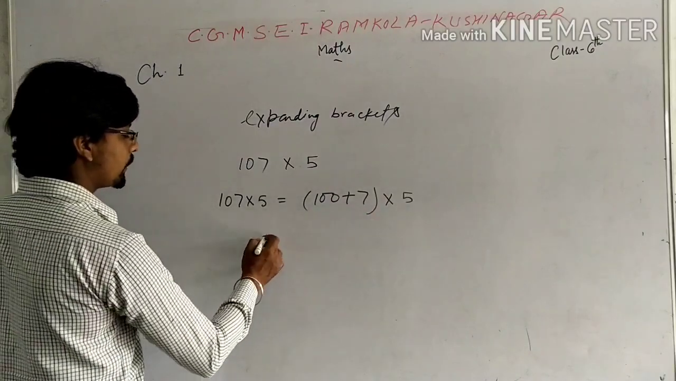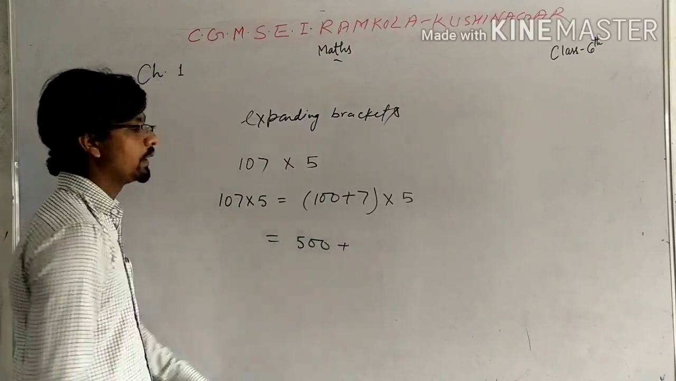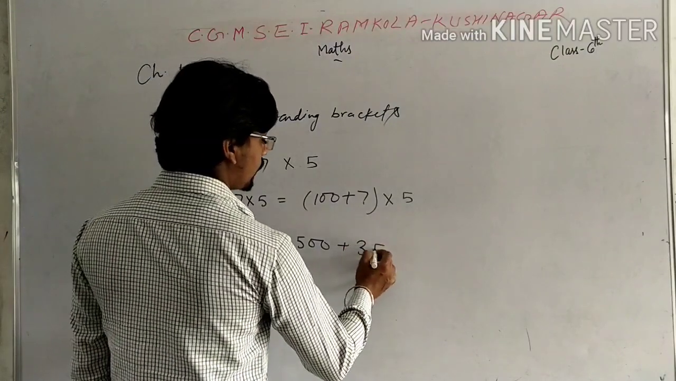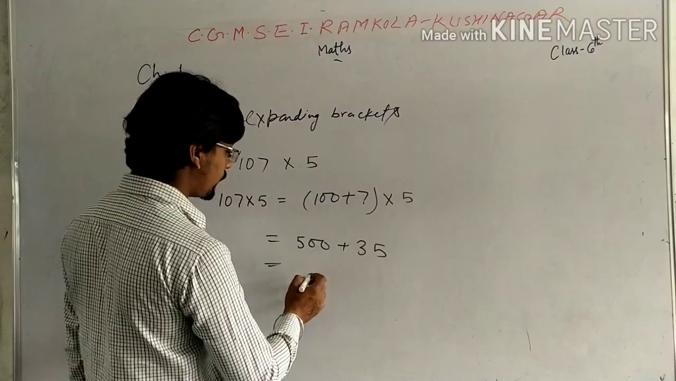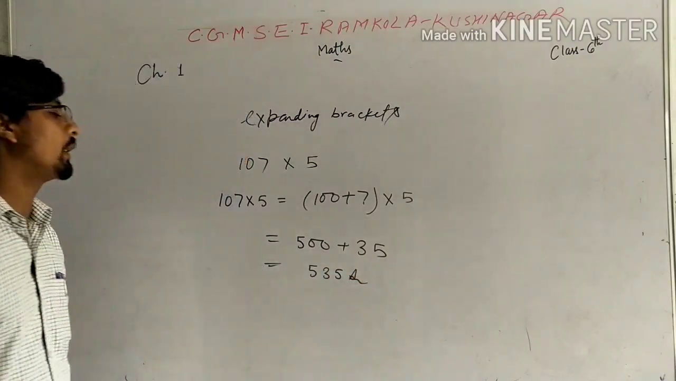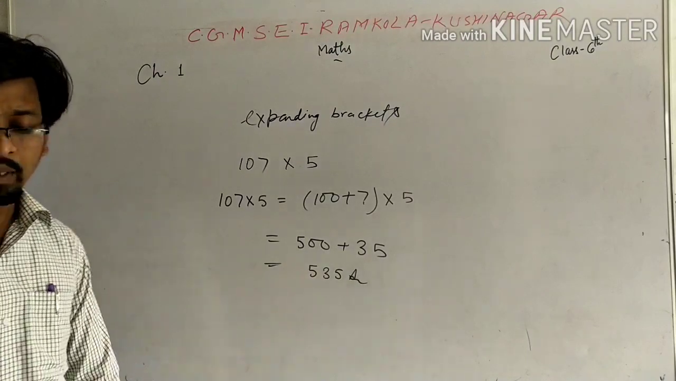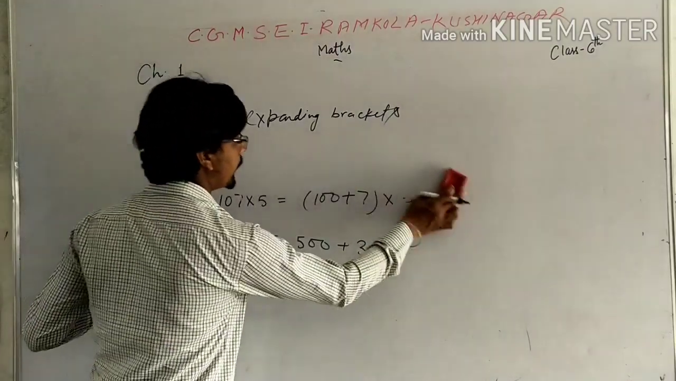100 five times is 500, plus 7 into 5 is equal to 35. Now your answer is 500 plus 35 is equal to 535. It is answer 535. Okay. In the same way, you can also do another question.